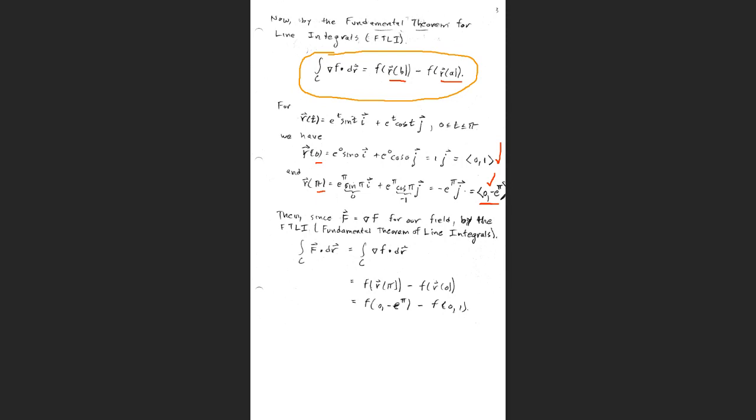Okay, so now we're going to use that fundamental theorem of line integrals. And we need to compute the function at the point with coordinates 0 and negative e to the pi power, and at the point with coordinates 0, 1.